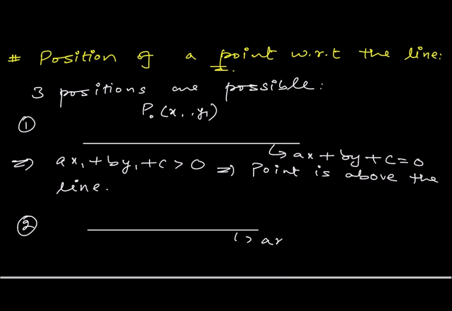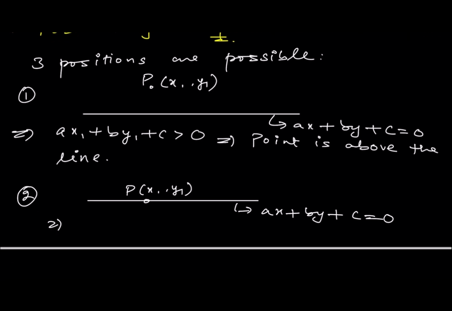Position 2, if again this line is ax plus by plus c is equal to 0 and the point is lying on the line. So in this case, ax1 plus by1 plus c becomes 0. It implies the point is on the line.